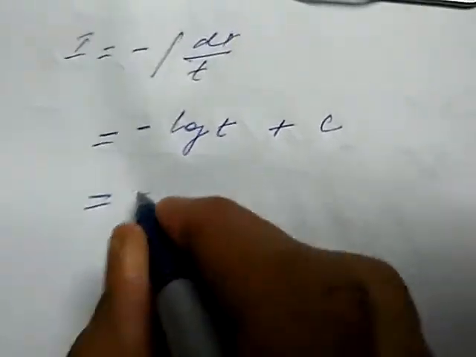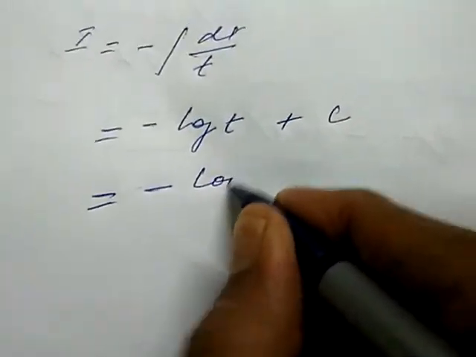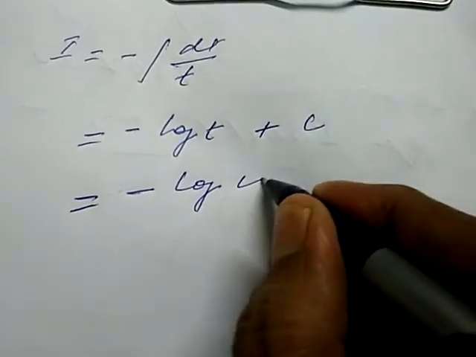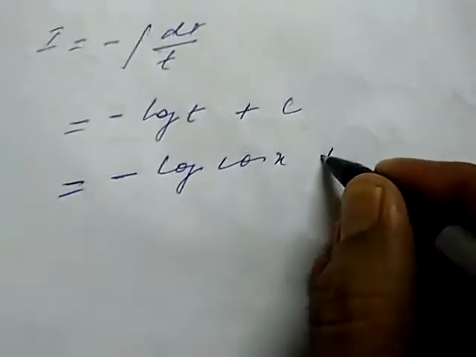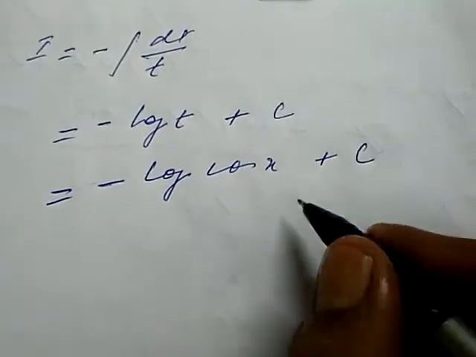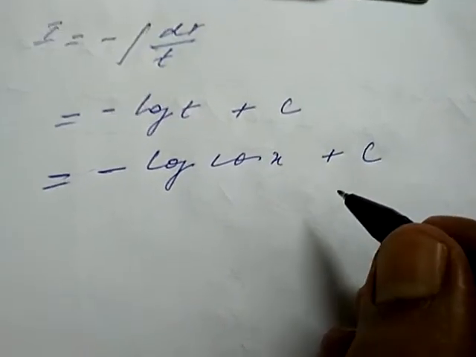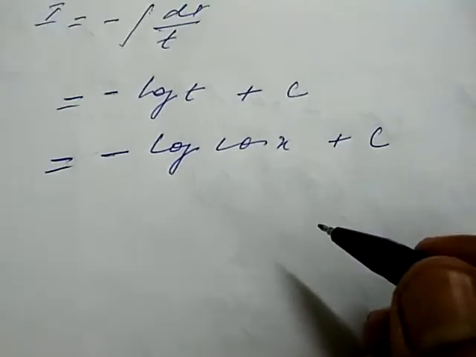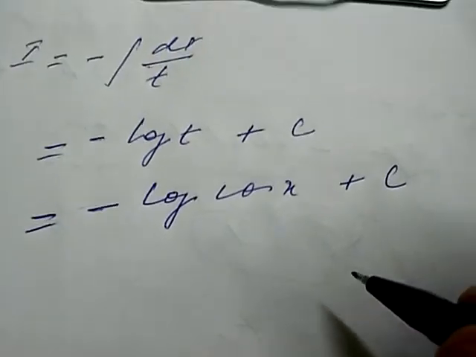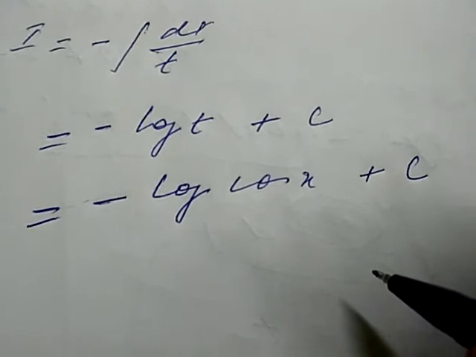And after writing like this, we will put back t. T is cos x. So we got a value like this. So the integral value of tan x is minus log of cos x plus c.